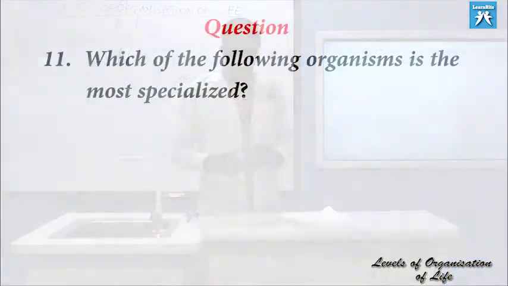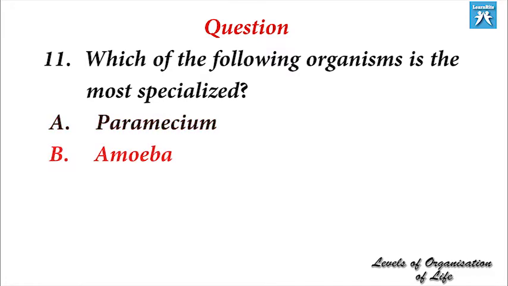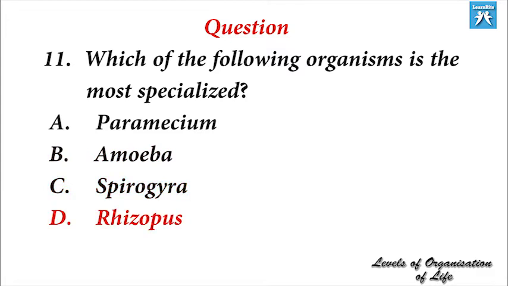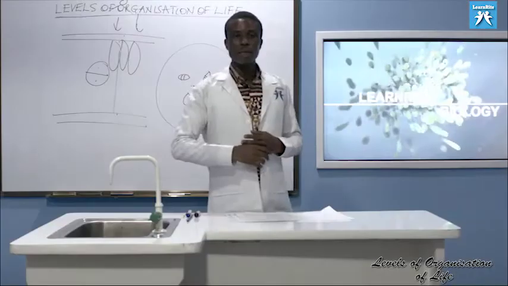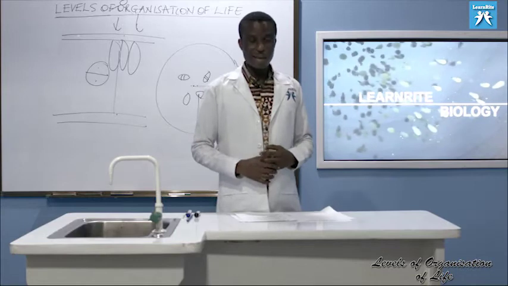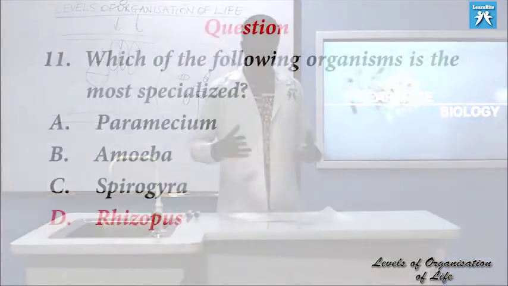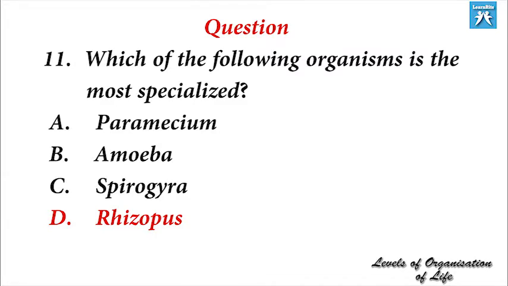Next one. Which of the following organisms is the most specialized? A. Paramecium. B. Amoeba. C. Spirogyra. D. Rhizopus. We said there is a specialization in complexity. So Rhizopus is the answer. It's the most complex organism there. A is unicellular, B is unicellular, C is also unicellular. So D is the answer.